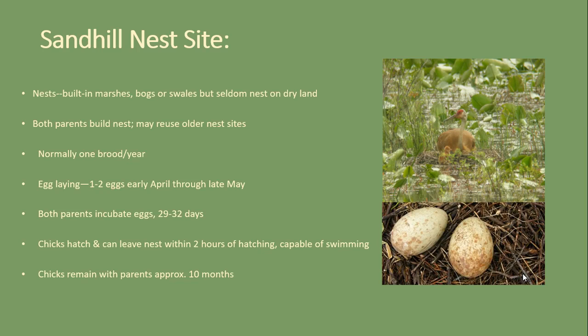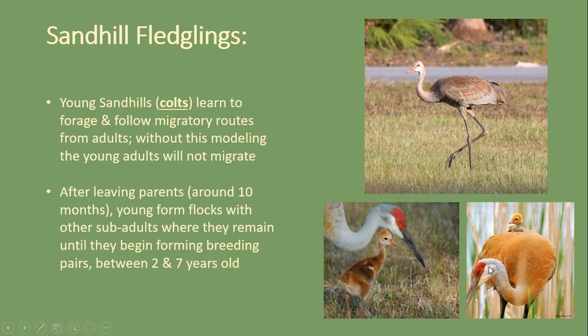These chicks, while they're young, will remain with the parents for about 10 months. But when these colts, or young sandhills, they're called colts when they're juveniles, they must first learn how to forage for food and also follow the migratory routes of their parents. So that's why it's important that they stay with their parents through at least one migration in order for them to know how to migrate. Otherwise, if they didn't model their parents' behavior or the other adults, they would not migrate.